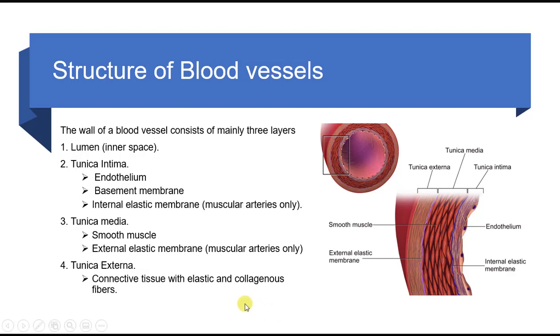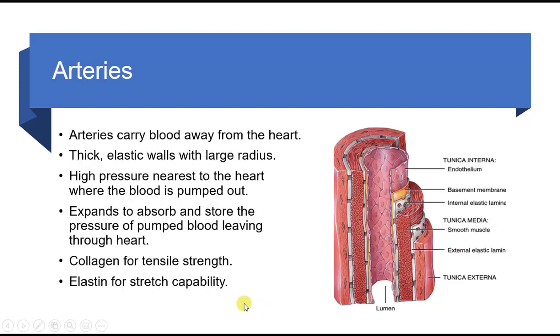If we move to the next slide, we can see the diagram of the structure of an artery. Arteries generally carry blood away from the heart, and this is true for all arteries except the pulmonary artery. In this diagram, we can see that the lumen of the artery is covered by the innermost layer, called the tunica interna, which consists of endothelium, basement membrane, and internal elastic membrane. I've talked about the importance of these membranes and layers in the previous slide, so I'm not going to repeat that.